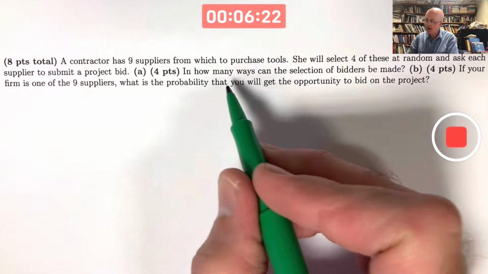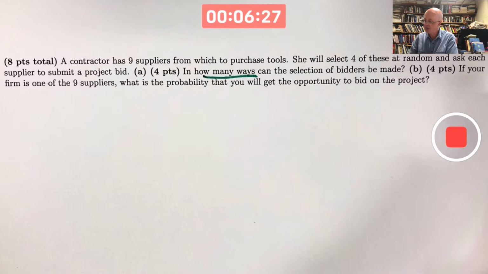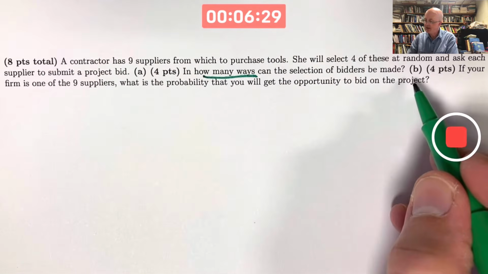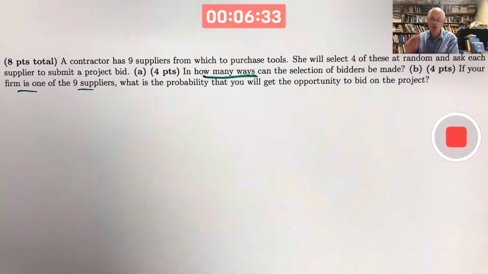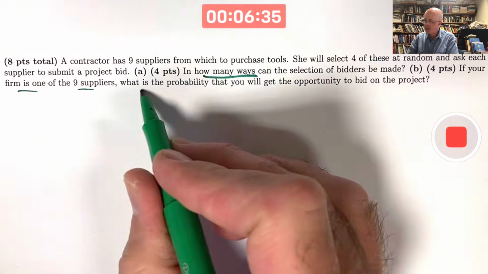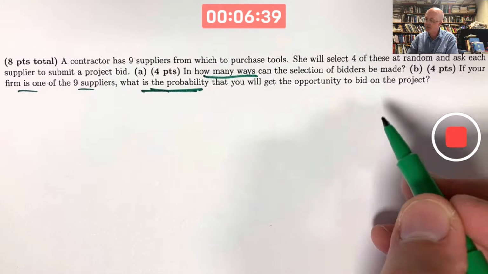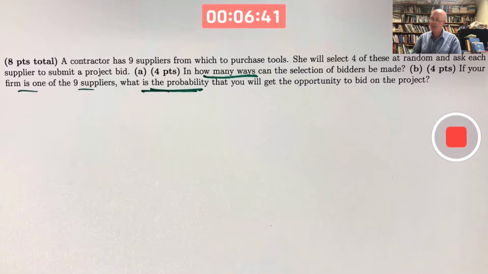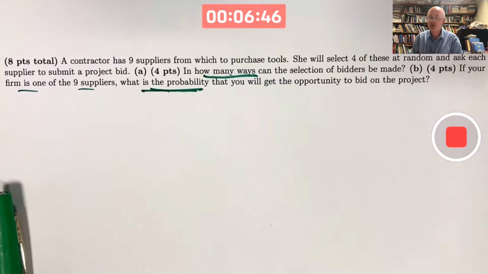Part A, in how many ways, so this is a combination and or permutation problem, can the selection of bidders be made? And if your firm is one of the 9 suppliers, what is the probability that you will get the opportunity to bid on the project? Okay? So I always find these problems a little bit tricky. You need to really think carefully here.